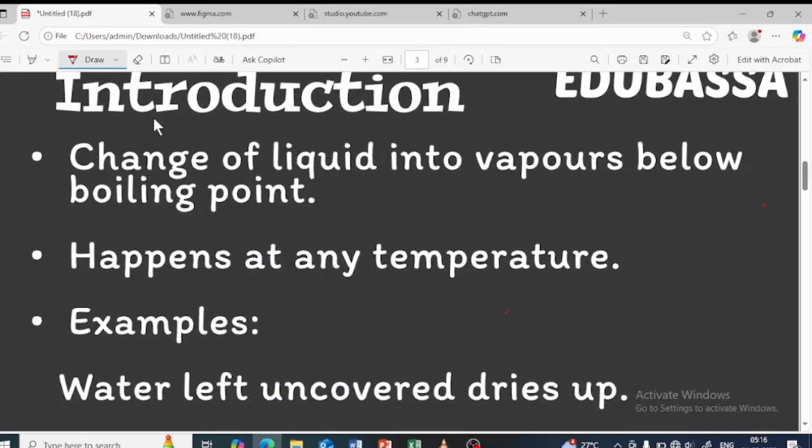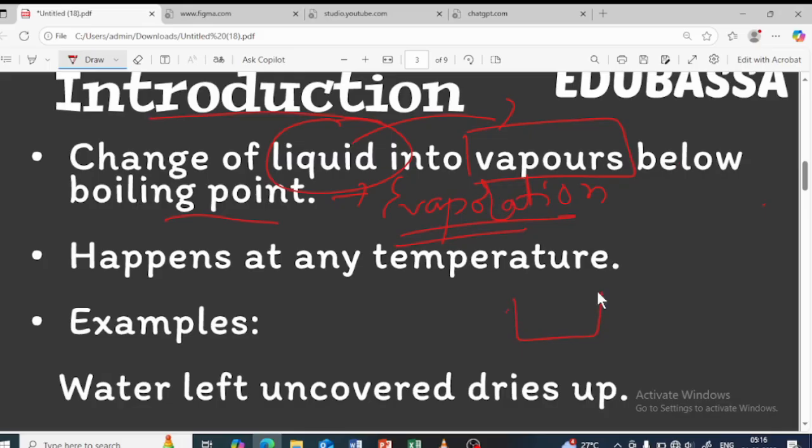So the first is the introduction part. The change of liquid into vapors below the boiling point is called evaporation. So what is evaporation? Evaporation is nothing but the liquid changing to which state? Vapor state, when below the boiling point. So that is called evaporation. Below the boiling point, the liquid that is converted into the vapor state is called evaporation.